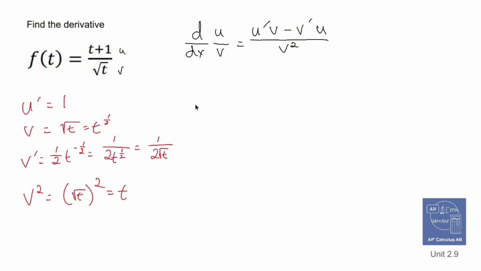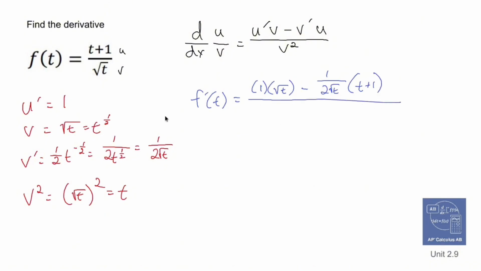So let's put it all together. Okay? F prime of t is going to be u prime v. So u prime was 1. V was square root of t, minus v prime, which is 1 over 2 times the square root of t, times u, which was t plus 1, all over v squared, which is t.